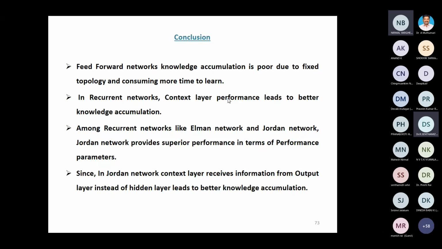Whereas in a recurrent network, the context layer's performance leads to better knowledge accumulation. Why? Because the context layer acts as an alternative layer to your hidden layer. So part of the hidden layer's work will be shared by the context layer. Any work left out by the hidden layer can be shared by the context layer, so that it will accumulate more knowledge information, whatever is left by the hidden layer. So it can act as a supporting role to your hidden layer. That way, the context layer with the RNN has much more knowledge accumulation or much more information content than its counterpart, the feed-forward neural networks.